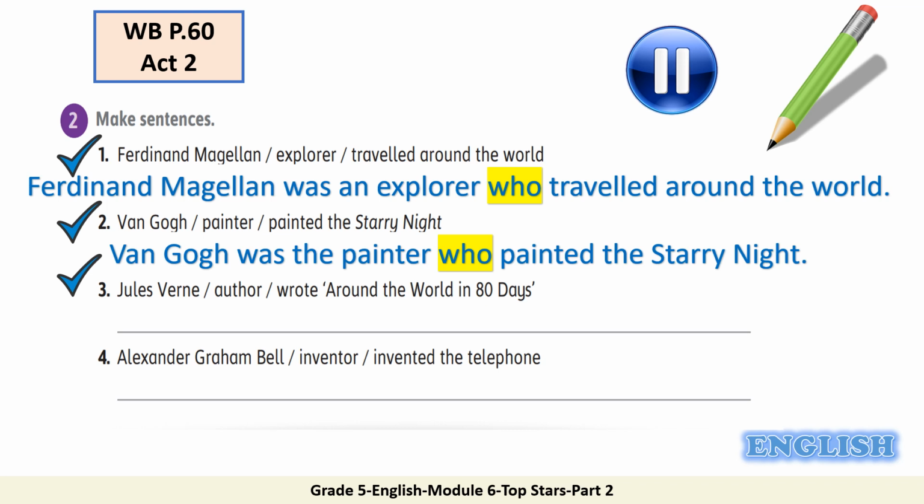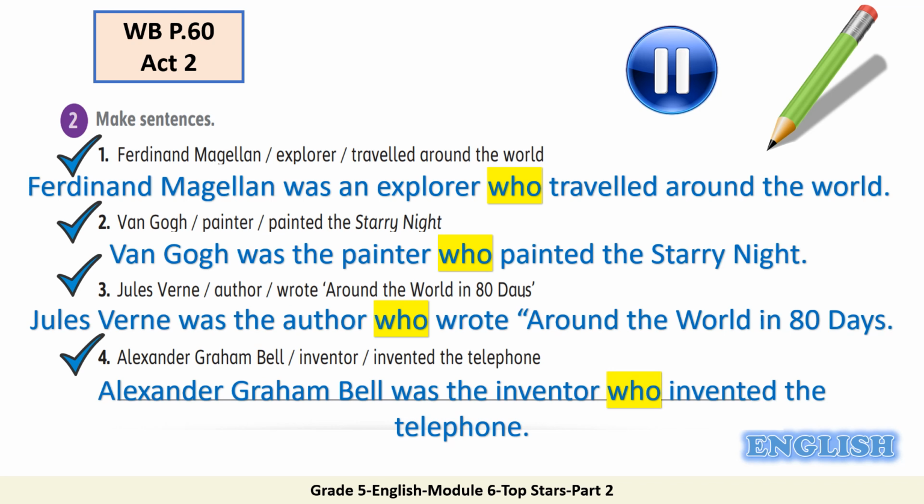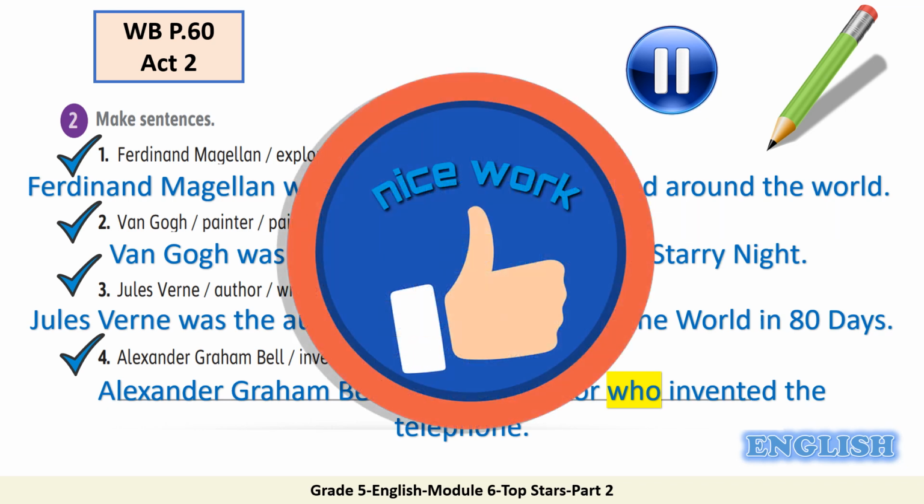Let me read first. Jules Verne, author, wrote Around the World in 80 Days. What do you think? Excellent! Jules Verne was the author who wrote Around the World in 80 Days. Number 4. Alexander Graham Bell, inventor, invented the telephone. Alexander Graham Bell was the inventor who invented the telephone. Nice work! You are great!